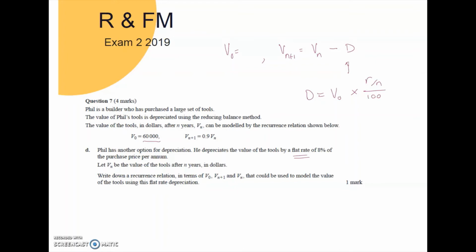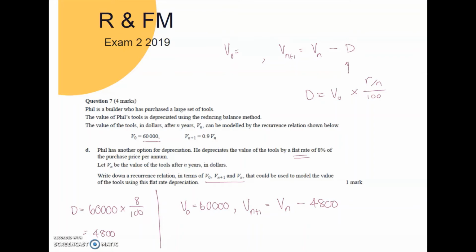So in this case here, first thing we need to calculate D. So our initial value of the tools, 60,000, times our 8% of the purchase price, our flat rate. And so when we do that, we get $4,800 as our depreciating amount. And so now we can put that together into our recurrence relation. Okay, be very careful that we're using the correct variables that they're telling us. We have our initial value of 60,000. Vn plus 1 will be Vn minus 4,800.